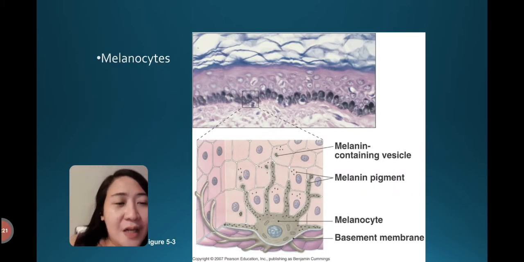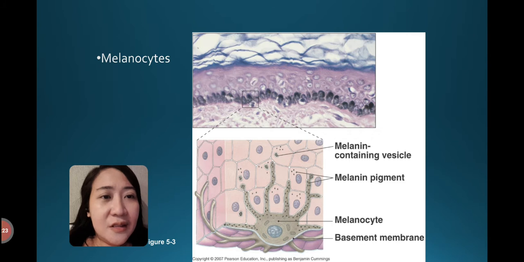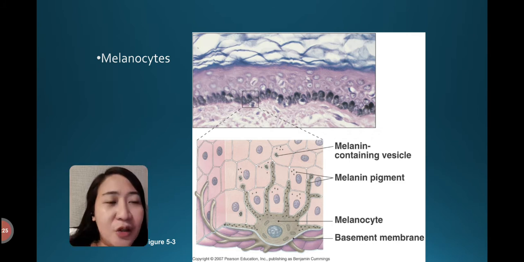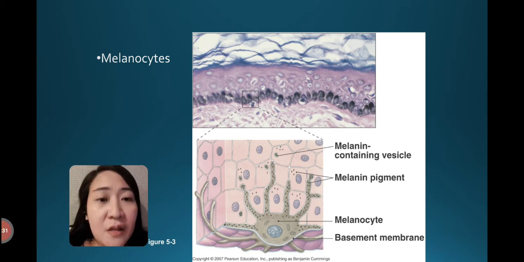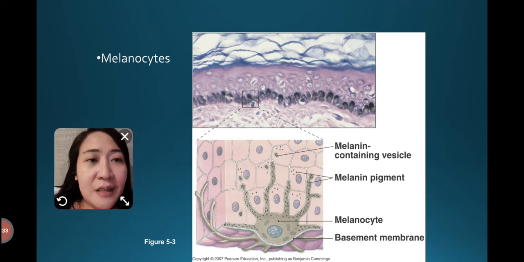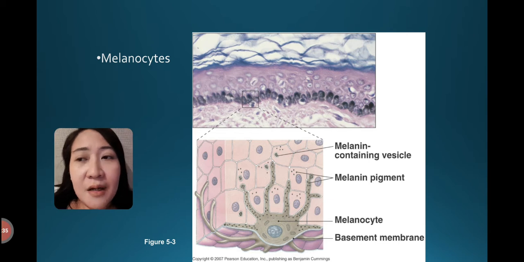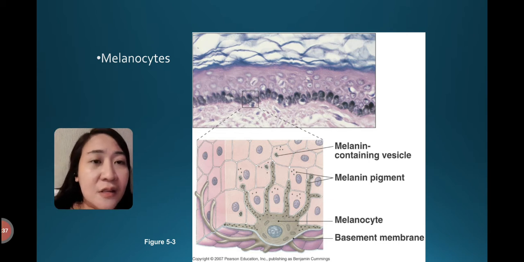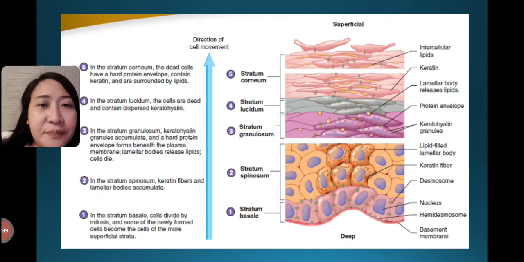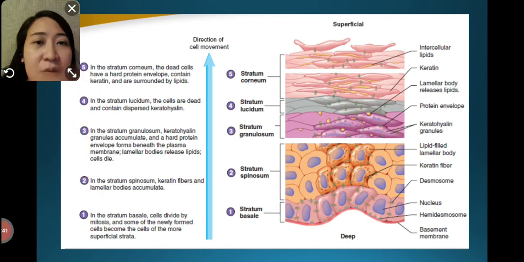So, these are the melanocytes. Diba? Dark yung color niya. Melanin-containing vesicle, melanin pigment. Pag na-expose sa araw, nagpo-produce yung melanin. So, madaming melanin sa mga black friends natin. So, yan.